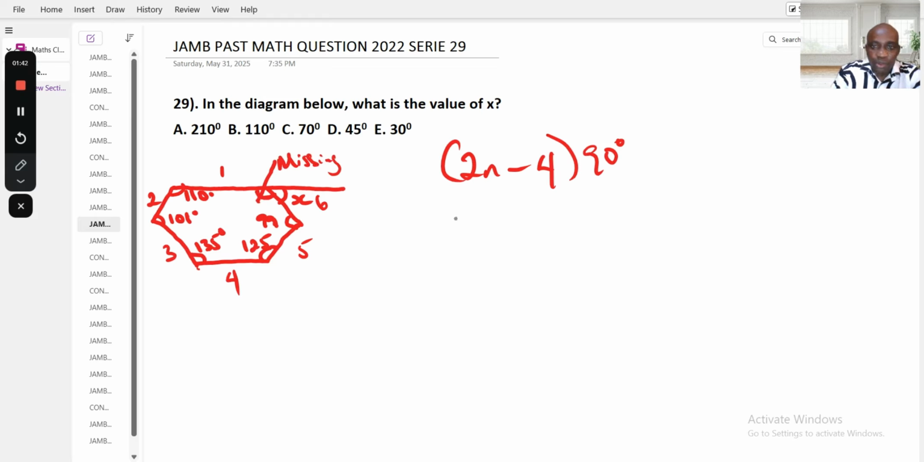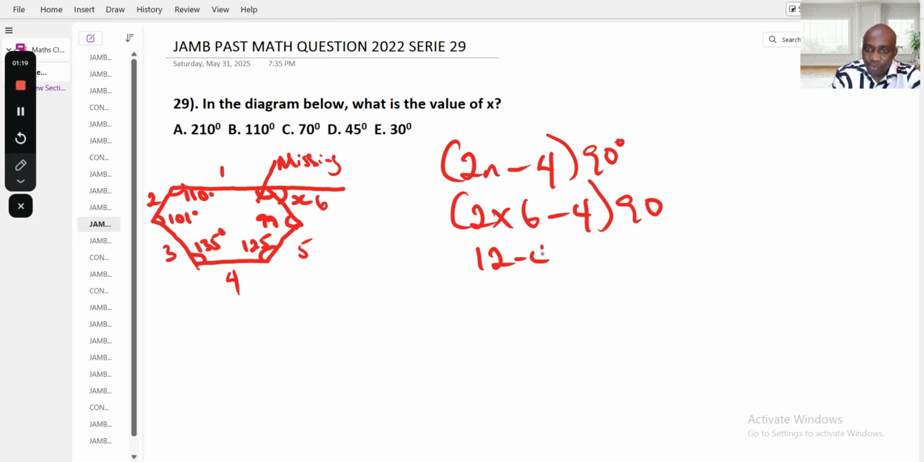Is missing out. Therefore, let's calculate the total sum of the interior angles. Then we add everything up to know the one that is missing there. 2 multiplied by, what is our n? Our n is the number of sides of the hexagon, because there are 6 sides there. (2n minus 4) times 90. 2 times 6, that's 12, minus 4, 90. This is going to give us 8 multiplied by 90 degrees.